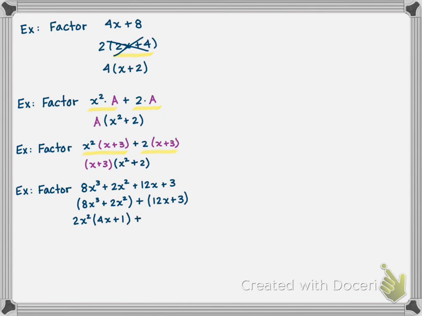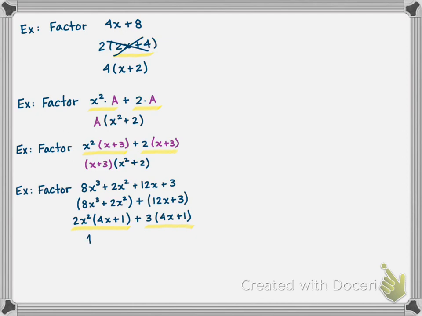And then there's addition between my groups. And then what's the GCF of my second group? 3, good. So we're going to factor a 3 out, and we have 4x plus 1. And so now we're back in that situation we were in the previous example where I have 2 terms. So 1 term, 2 terms, and they have a common binomial factor. So they have a common factor of 4x plus 1.